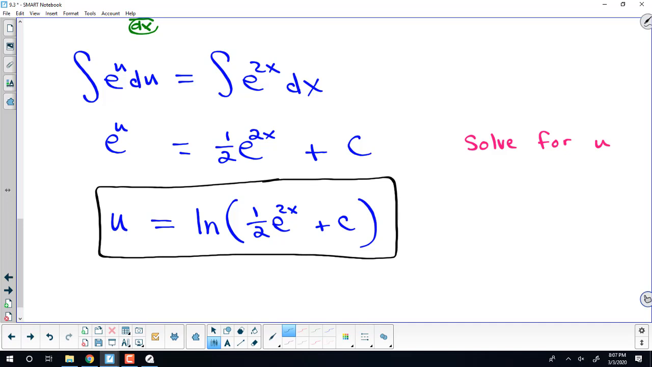If there were a rule for the natural log of a sum of two or more things, then yeah, we might could try to manipulate that more. So I don't know, u, it's a function of x, so I guess technically we'll label it u of x. Does anyone have any questions?